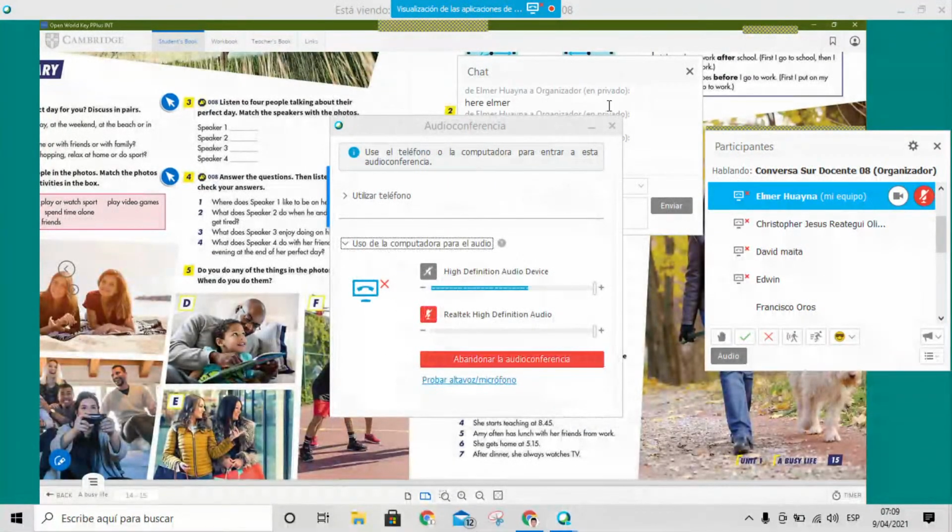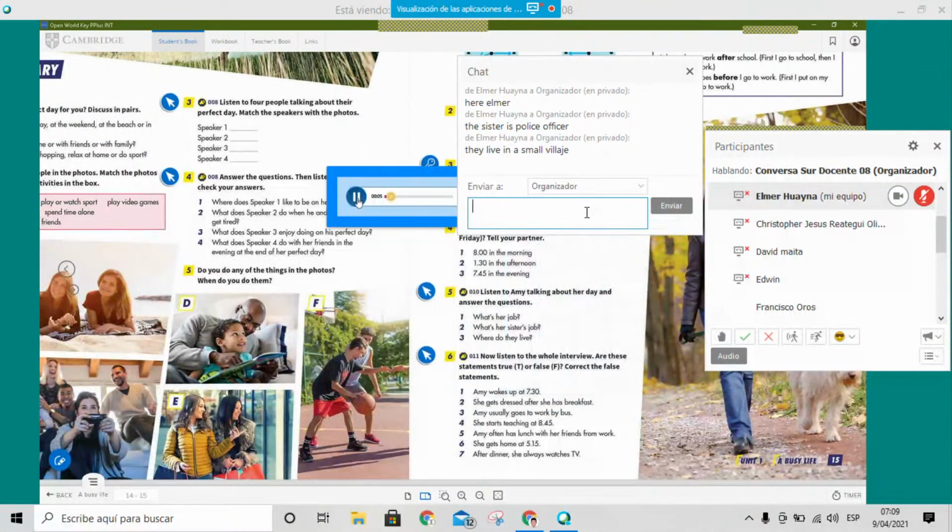Track 11, Unit 1, page 15. Listening exercise 6.